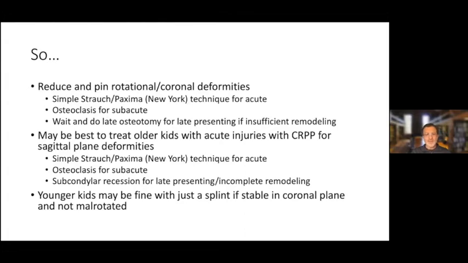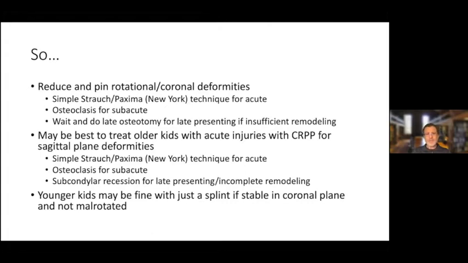So my recommendation, based on looking at all this data and what we do in our practice, is we reduce and pin any rotational coronal deformity fractures. We use a simple Strouch or nadir pexima, or maybe we'll call it the New York technique for acute injuries. We still perform an osteoclasis for subacute injuries if they have these coronal or rotational deformities, or if they're in older kids, and wait to do late osteotomy for late presenting fractures if there's insufficient remodeling. So what does that mean? We generally will wait. If the fracture does not move at all and we can't do an osteoclasis, we'll abandon the procedure at that point.